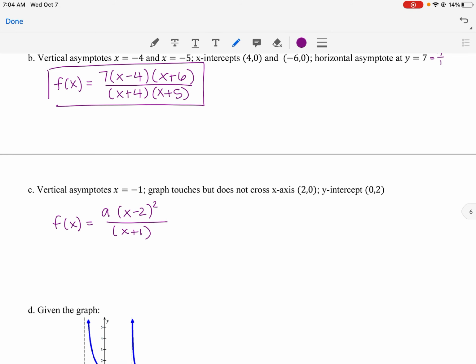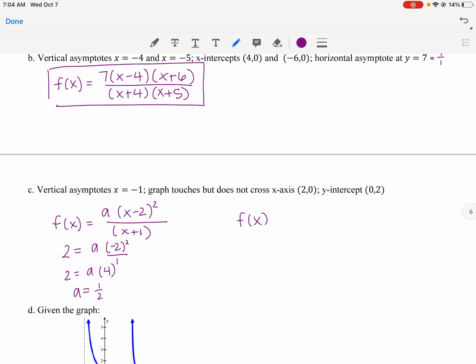We've got a y-intercept, so we need an a to solve for. So let's plug in 0 for x, 2 for y. So we get negative 2 squared over 1, which means 2 equals a times 4. So a equals a half.